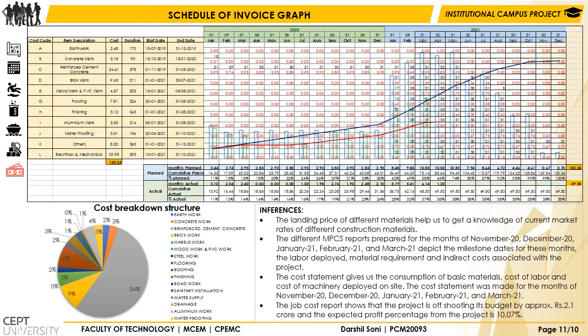The landed price of the different materials helps us to get knowledge of the current market rates of the different construction materials that we learned under cost management. We also learned the different MPR reports that we prepared for 5 months from November 20 to March 21. The cost statement gives us the consumption of basic material, cost of labor, and cost of machinery deployed on the site. You can also see the cost breakdown structure for our project.